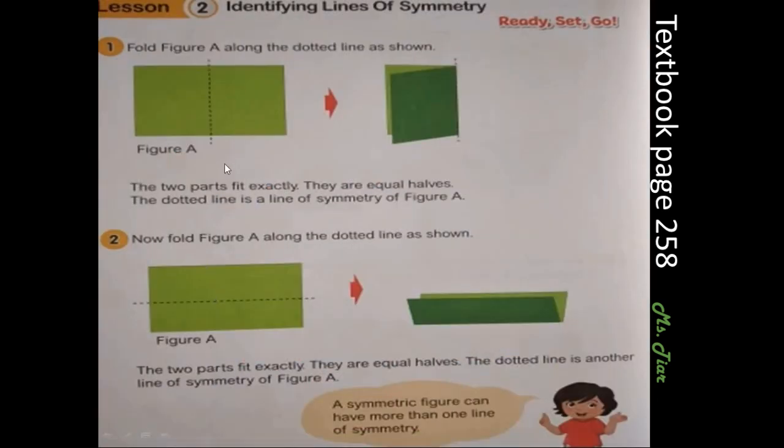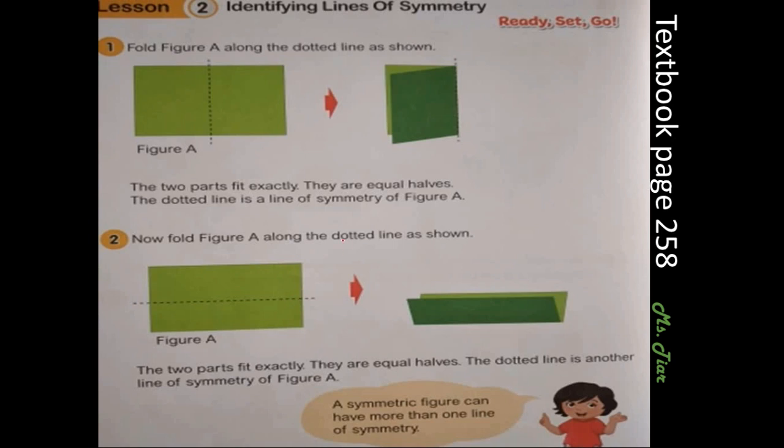Lesson 2. Identifying lines of symmetry. Look at the first figure here, figure A. Fold figure A along the dotted lines as shown. It's going to be easier for you if you have origami paper, or you just use common A4 paper, and then you fold like this, right? When you fold it, the folding part, we call it the line of symmetry. Number 2, this is vertical, this is horizontal. If it fits exactly to the other side, we can call this line the line of symmetry.